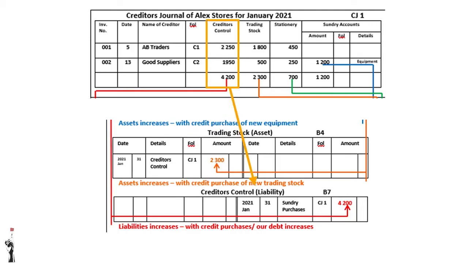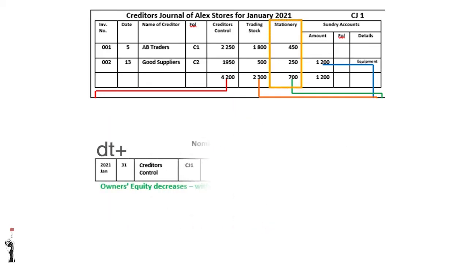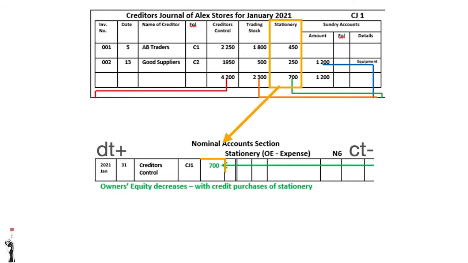Creditors control is credited because it is a liability and increases on the credit side. Stationery increases on the debit side because expenses must be debited.